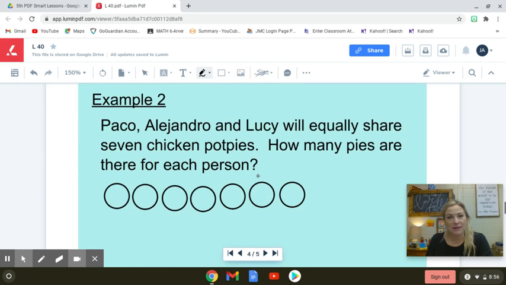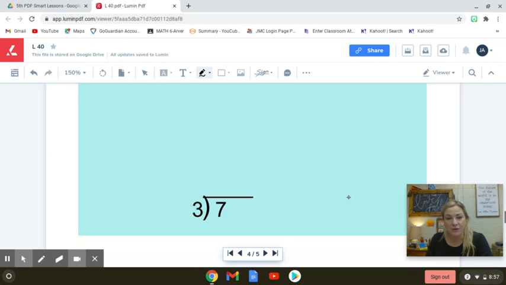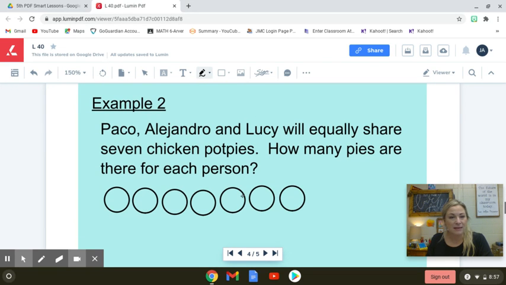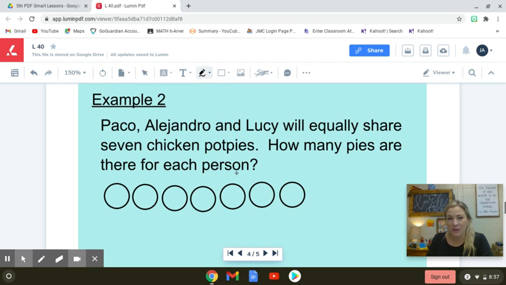Example number 2 gets a little bit further into what does it look like to divide out with a picture a certain number of objects resulting in a mixed number, and then also we will check our work using just a division algorithm. So let's take a look at this example. Paco, Alejandro, and Lucy will equally share 7 chicken pot pies. How many pies are there for each person? Please pause your video and give this a try and unpause when you're ready to check your work.